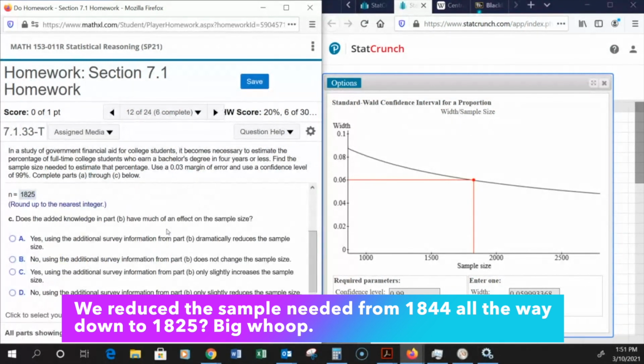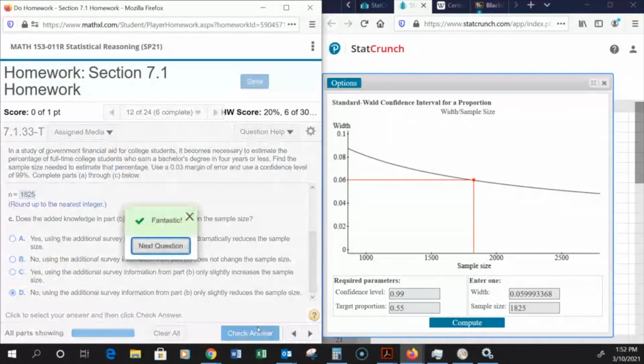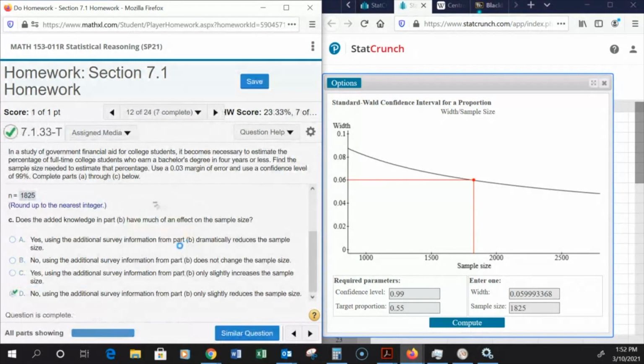And that's what they ask us. They say, does it help? Yeah, we went from 50% to 55%. It didn't help much. Using the additional survey information only slightly reduces the sample size. It's nothing to write home about. And that's how you work those.